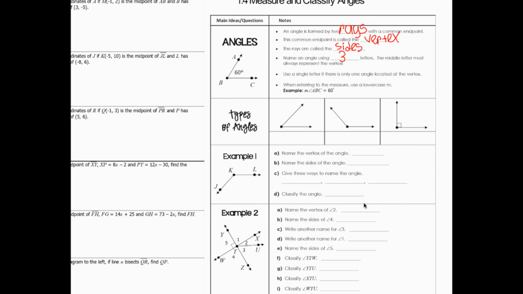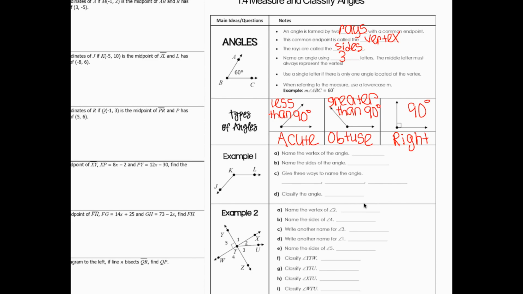Okay, so the different types of angles, there is acute. And what we mean by acute is less than 90 degrees. Obtuse, greater than 90 degrees. And then right angles. So right angles are exactly 90 degrees.